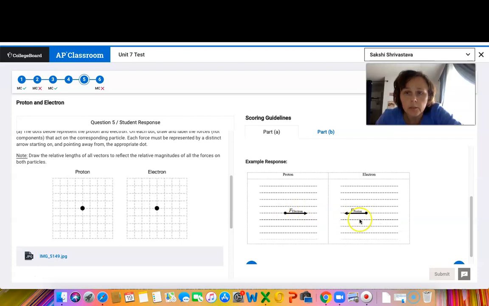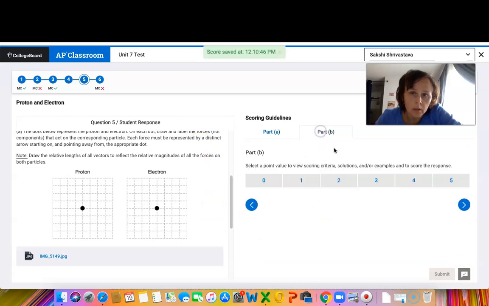It is the same force, the same magnitude. And it's towards each other because of the opposite charge attracting. So there is no normal, there is no gravity, there is no force that is holding the electron. So just the force of electrostatic interaction between those two.